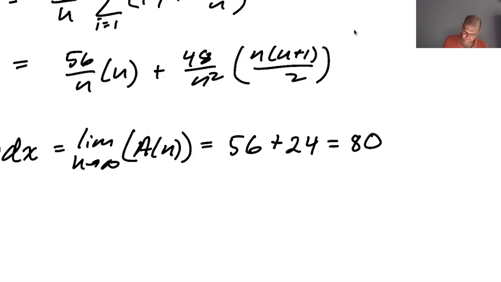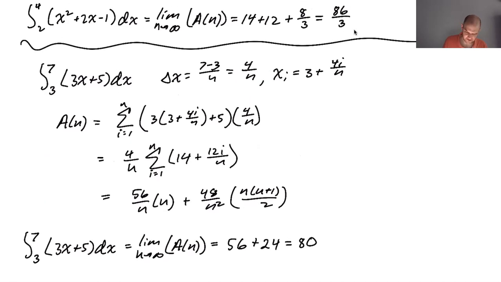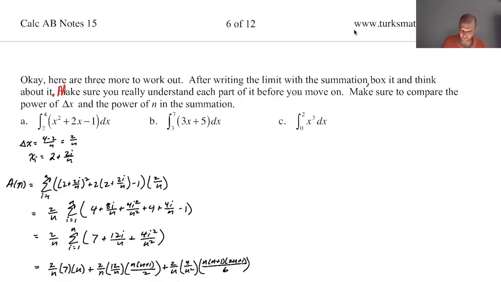70, 80. This one's a trapezoid. So, you can check it potentially. If I plug in 3, I get 14. If I plug in 7, I get 21, 26. So this is going to be 2 times 30, 40, 2 times 40. I think it's right. Okay, one more.